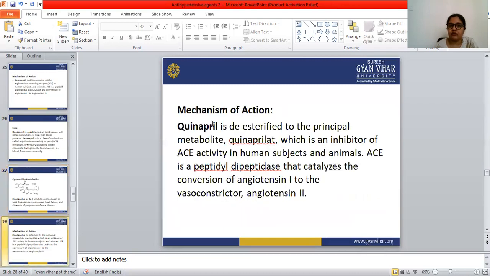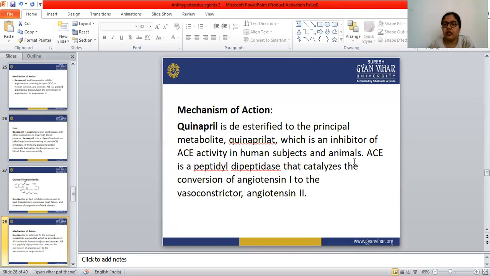Let's see the mechanism of action. Quinapril is deesterified to the principal metabolite quinaprilat. Quinaprilat is an inhibitor of ACE activity in human subjects, and ACE is a peptidyl dipeptidase that catalyzes the conversion of angiotensin 1 to angiotensin 2. So quinapril is a prodrug converted to quinaprilat, and quinaprilat inhibits the angiotensin converting enzyme.